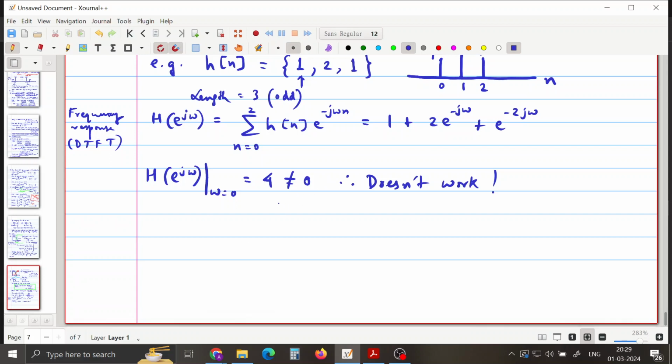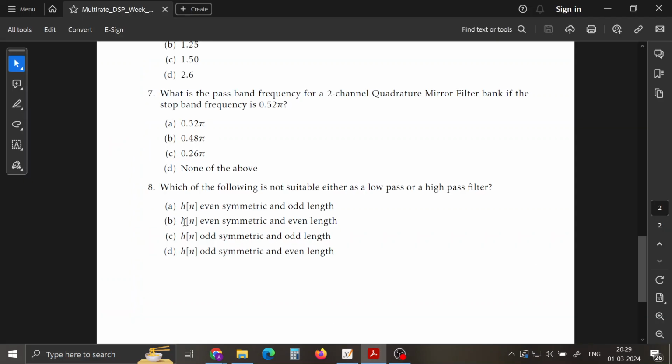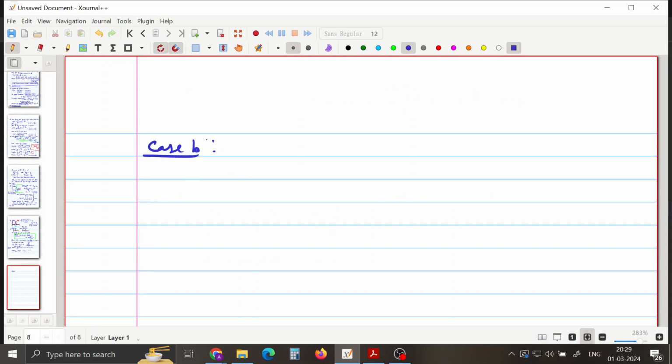So the first constraint itself fails here, so it doesn't work. Now I'll go to the next case, which is case B, corresponding to option B. What does it tell me? H of n is even symmetric and even length. And even symmetric and even length means odd order, which corresponds to your type 2 linear phase FIR filter.